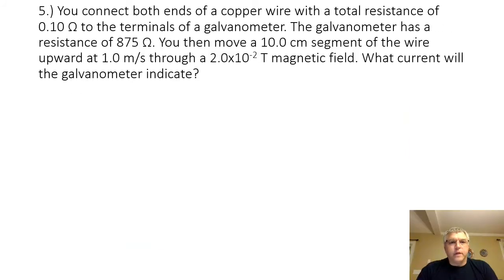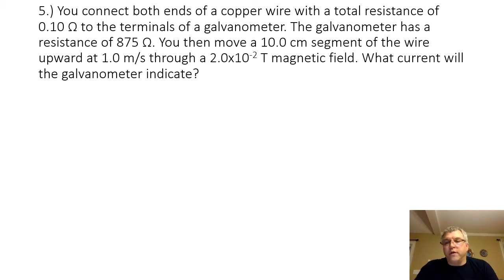Problem 5. You connect both ends of a copper wire with a total resistance of 0.10 ohms to the terminals of a galvanometer. The galvanometer has a resistance of 875 ohms. You then move a 10 centimeter segment of wire upward at 1.0 meters per second through a 2.0 times 10 to the minus second Tesla magnetic field. What current will the galvanometer indicate? Now this problem is a little bit tricky because you're given two different resistances and you have to determine which one you're going to need to use.